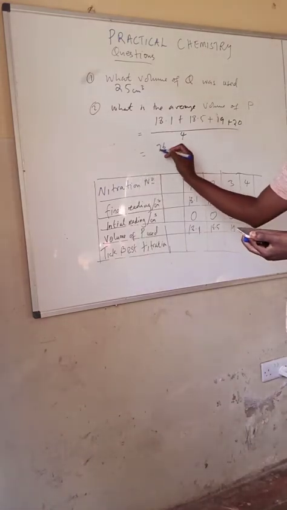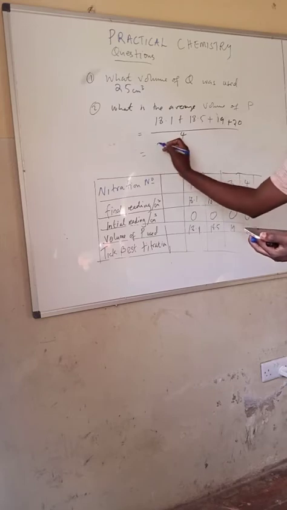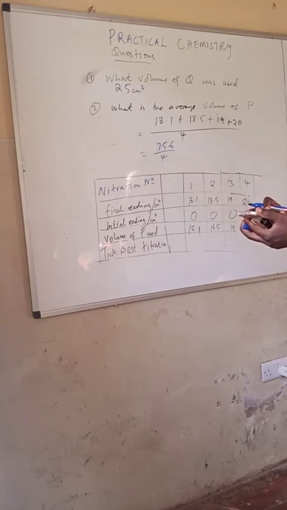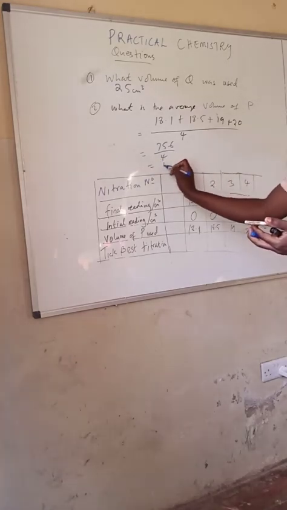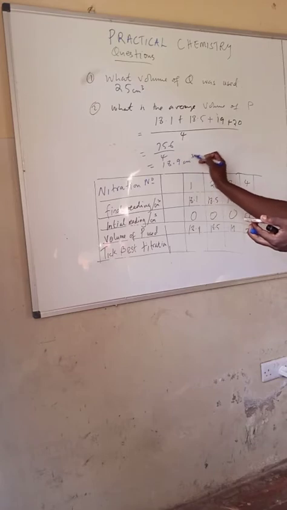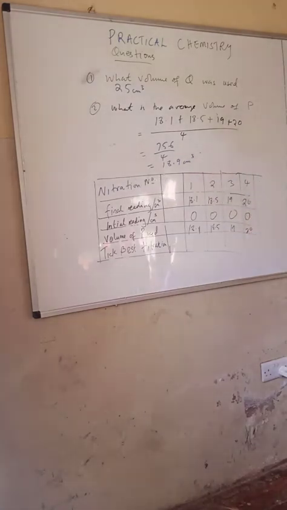It is 75.6. 75.6 divided by 4 is 18.9 cubic centimeters. That is my average volume.